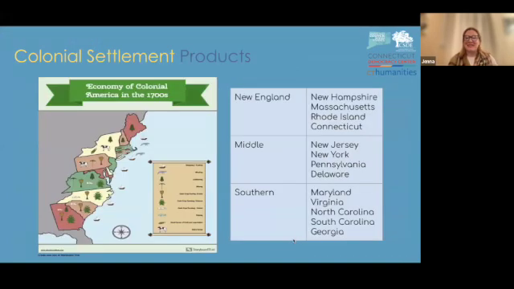So here you go. Here's an example. Notice how Maine is on this map that is provided. However, Maine was not a colony at this time, so it is not listed as a New England colony. It was in fact part of Massachusetts.